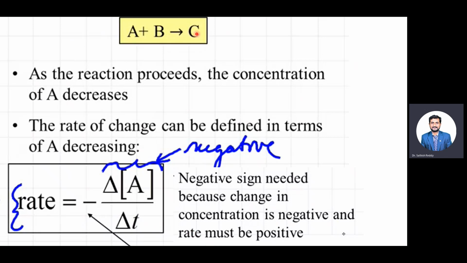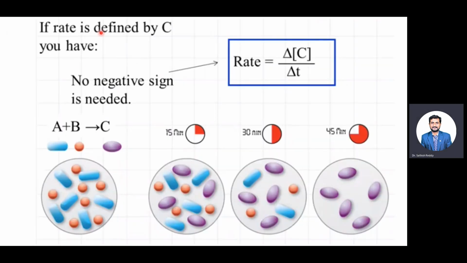That is the reason: if we take a product, the rate is positive. If the rate is defined in terms of C, we have no negative sign. You see, rate is equal to delta C divided by delta t, the change in concentration of the product divided by the change in time. So this equation we can use for measuring how fast a reaction takes place. It is the same diagram which I explained previously.